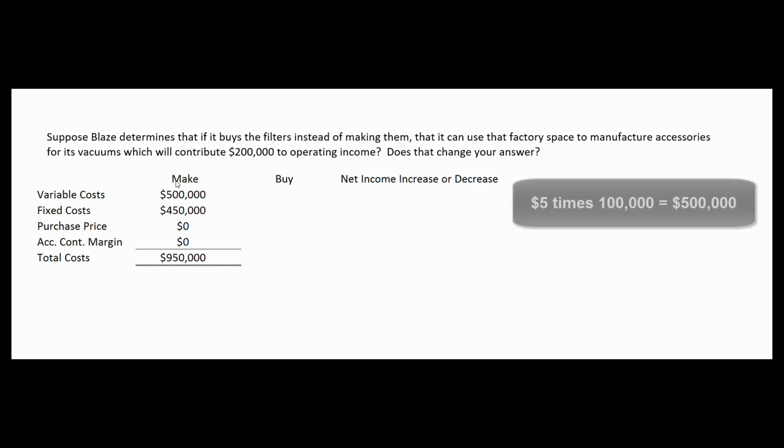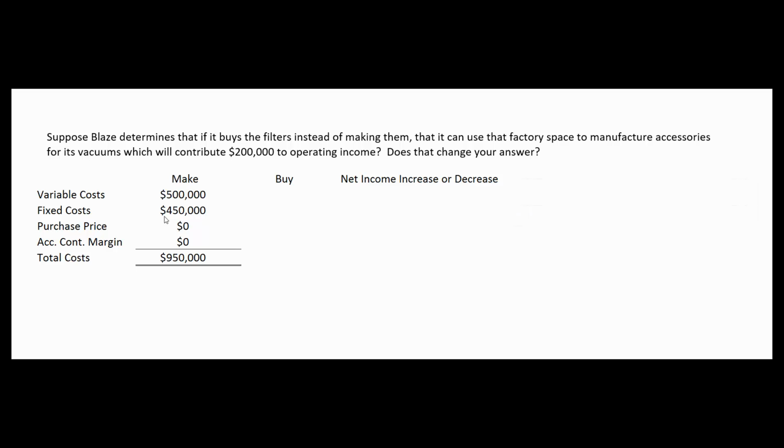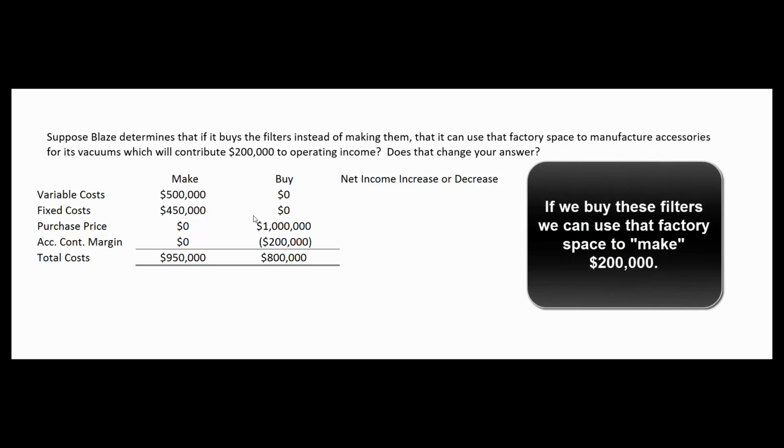Well, if we keep making them, we're still going to have our variable cost of $5 per filter. $5 times 100,000 filters is 500,000. We're still going to have our fixed cost of 450,000. We won't have to buy them from the outside, but we'll miss out on this opportunity here for additional contribution margin. So our total costs under make stay the same, but things look a little bit better under the buy column. We don't have to pay the variable costs. We don't have our own fixed costs. We'll pay out that $1 million, but we'll have additional contribution margin of $200,000.